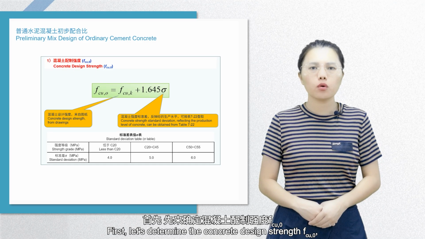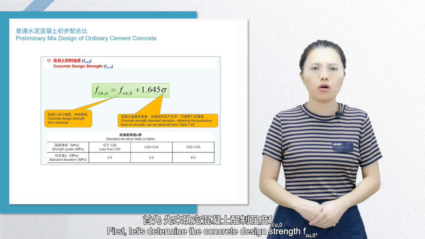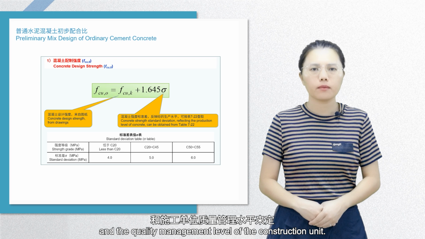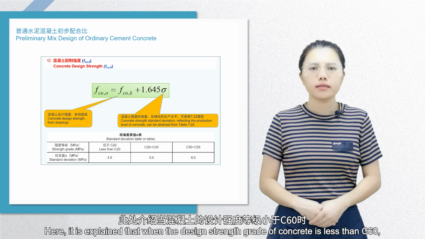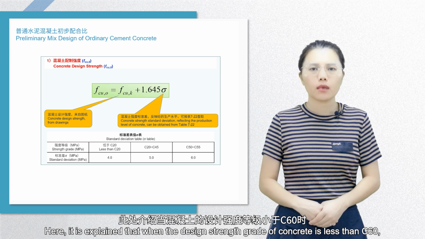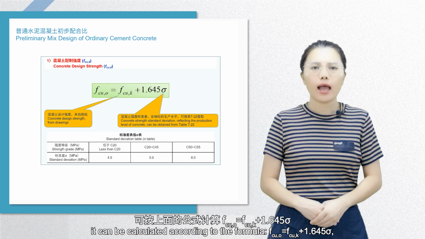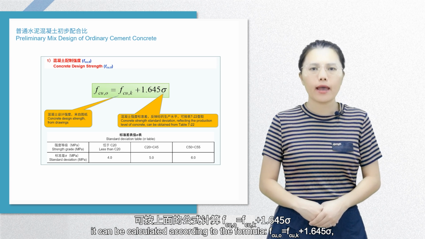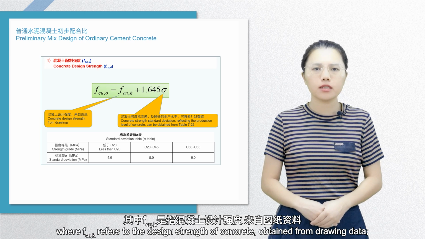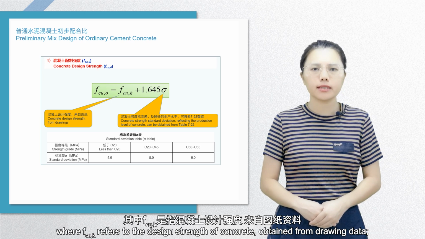First, let's determine the concrete design strength FCU,O based on the required concrete strength grade and the quality management level of the construction unit. Here, it is explained that when the design strength grade of concrete is less than C60, it can be calculated according to the formula FCU,O equals FCU,K plus 1.645 sigma, where FCU,K refers to the design strength of concrete obtained from drawing data.